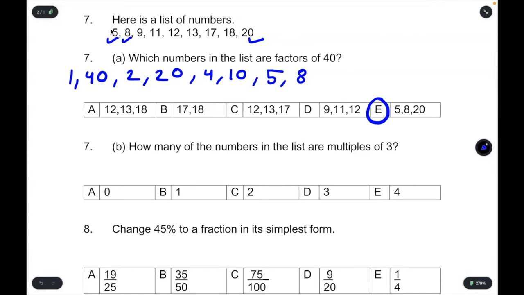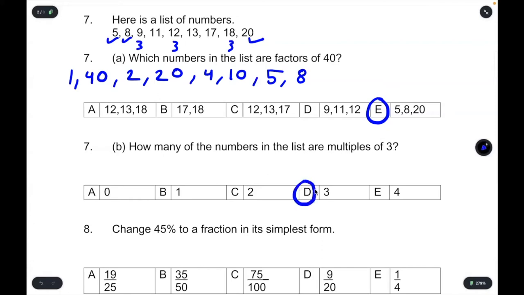So 5 is not, 8 is not, 9 is, because 3 times 3 is 9, 11 is not, 12 is, because 3 times 4 is 12, 13 and 17 are not in the 3 times table, 18 is in the 3 times table, because 6 times 3 is 18, and 20 is not a multiple of 3 either. So we've got 3 different numbers, 9, 12 and 18, which are in the 3 times table. So when it says how many of the numbers in the list are multiples of 3, the answer must be 3.